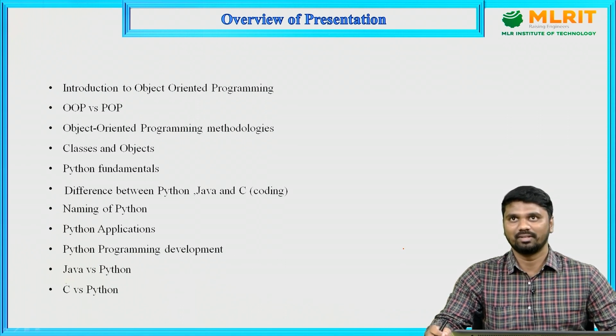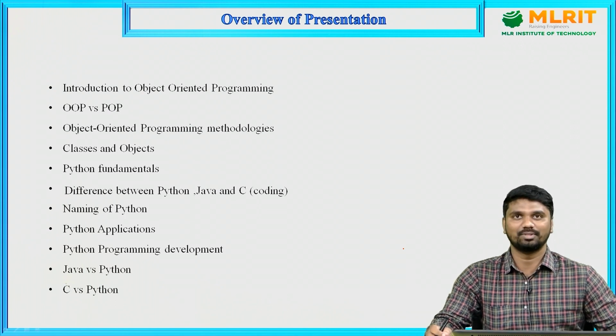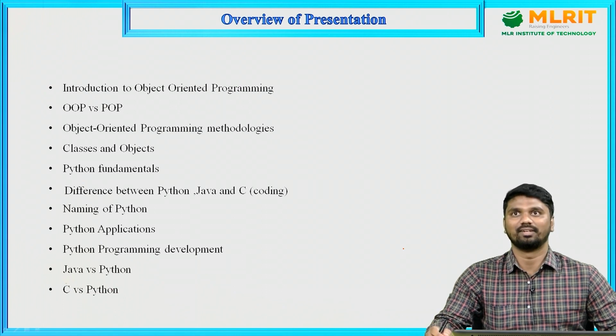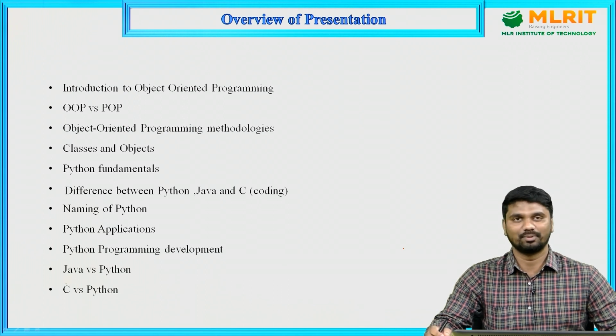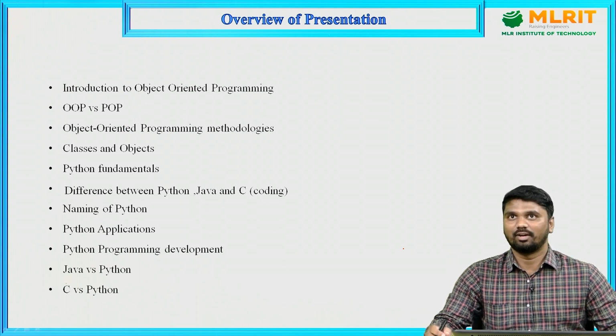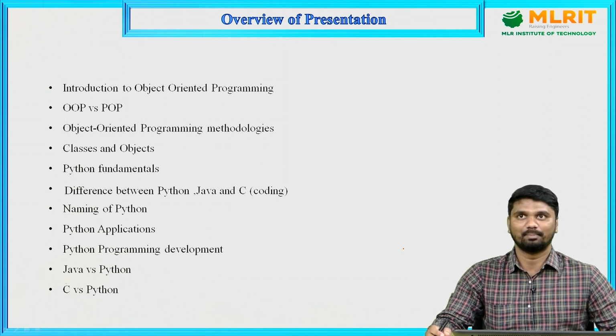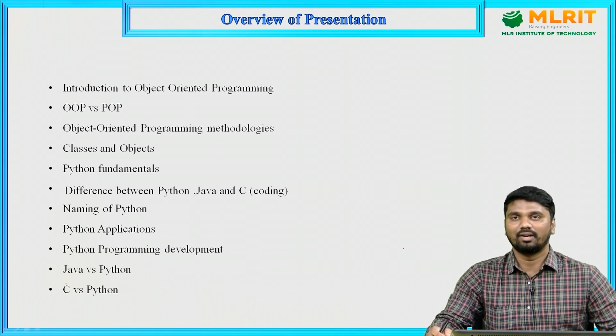Before going to the discussion about the Python programming language, we have to know what object-oriented programming is. Whenever we are discussing object-oriented programming, then the differences between OOPS and procedure-oriented programming, and then object-oriented methodologies, class and objects, Python fundamentals, then differences between Python, Java, and C in a programmatical way, and how the author named Python, and Python applications, and how a Python program is developed, and differences between Java and Python and C and Python.